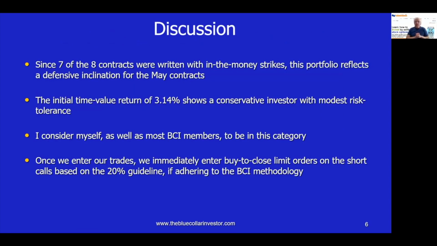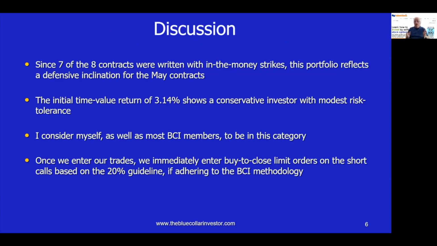Since 7 of the 8 contracts, or 4 of the 5 stocks, were written with in-the-money strikes, this portfolio represented a defensive inclination for those May contracts. Now, the initial time value return average of 3.14% reflects a conservative investor with modest risk tolerance. That's how I would define myself as it relates to my option selling portfolios. I know many of you are going to be more aggressive than me, and many of you are going to be more conservative than me.